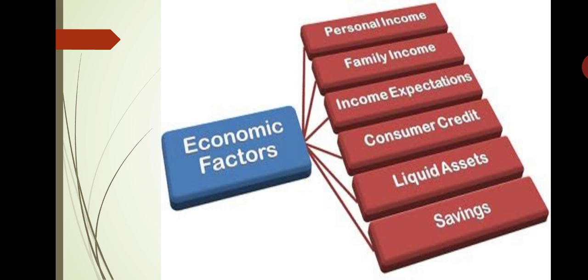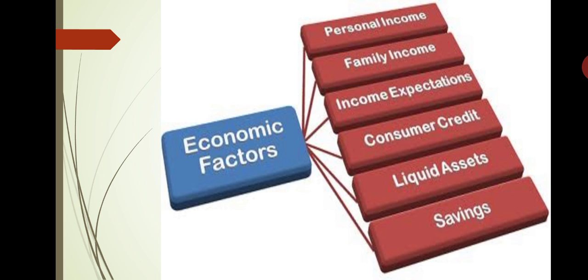If more consumer credit is available on liberal terms, then the consumer purchases more goods, right? And one more, liquid assets. Liquid assets refer to those assets which can be converted to cash quickly without any loss, right? This is called liquidity. Liquid assets include cash in hand, bank balance, marketable securities, etc. If an individual has more liquid assets, then he goes for buying more comforts and luxuries. Or else if he has fewer liquid assets, then he cannot spend more on buying comforts or luxuries, right? So this also influences the buying behavior of the customer.